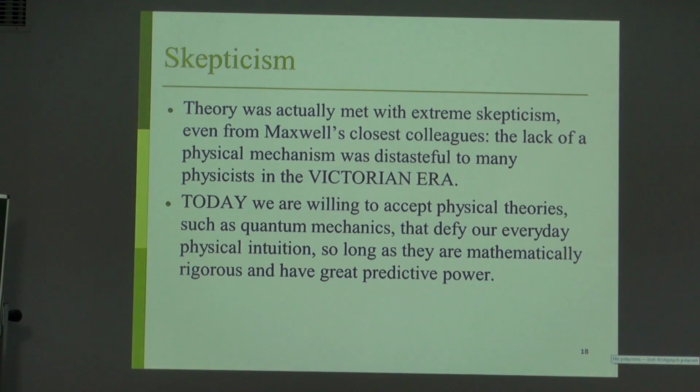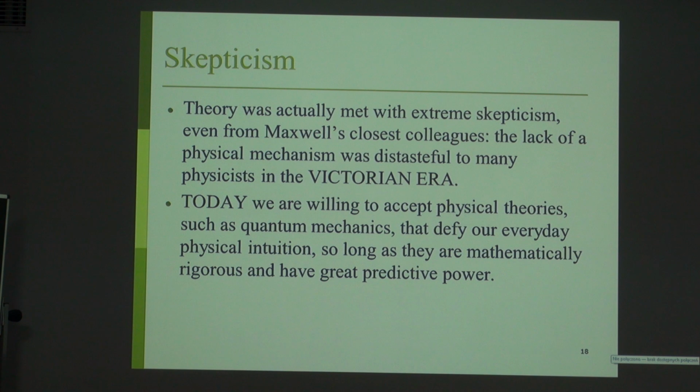Unfortunately, this theory was met with extreme skepticism, even from Maxwell's closest colleagues. For example, one of the biggest skeptics was Sir William Thomson, Lord Kelvin. A lot of physicists just simply didn't believe that some kind of concept as displacement current could exist. And this is a big difference between physics in the Victorian era and nowadays. Today we are willing to accept physical theories such as quantum mechanics so long as they are mathematically rigorous and have great predictive power.